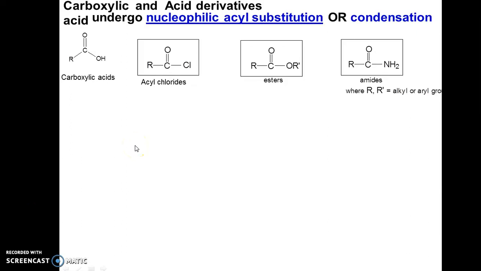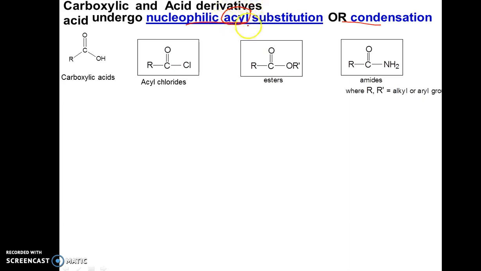So in the previous video, at the last part, we learned about how to convert the carboxylic acid to its derivatives. I just want to stress that carboxylic acid and derivatives undergo the same main type of reaction, which is nucleophilic acyl substitution or condensation. So what do I mean by the word acyl?